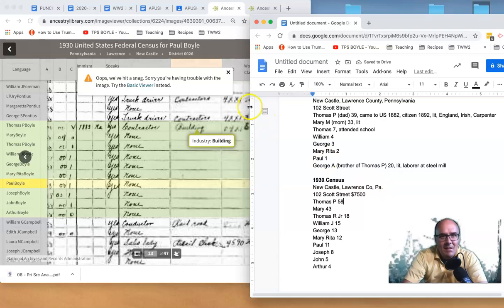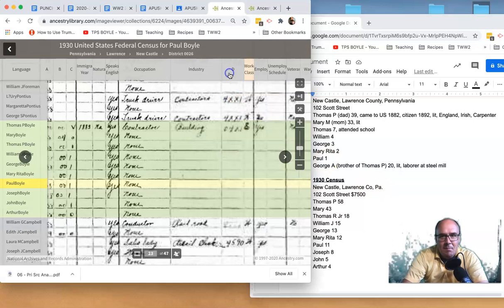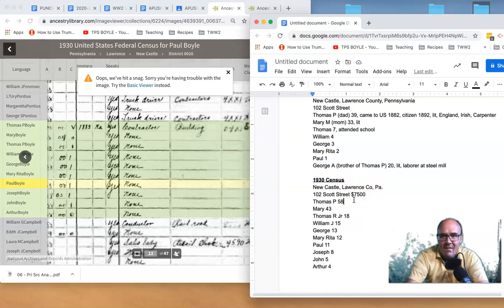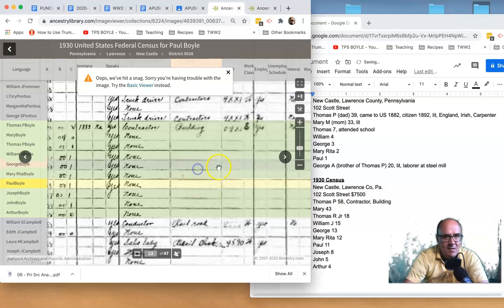Okay, yay. Okay. So we know the old man is now a contractor for buildings. He's not just a home carpenter anymore. He's a contractor.